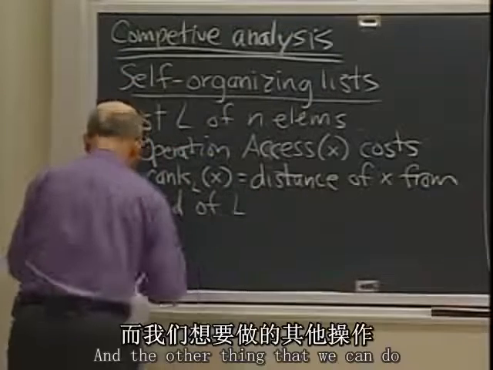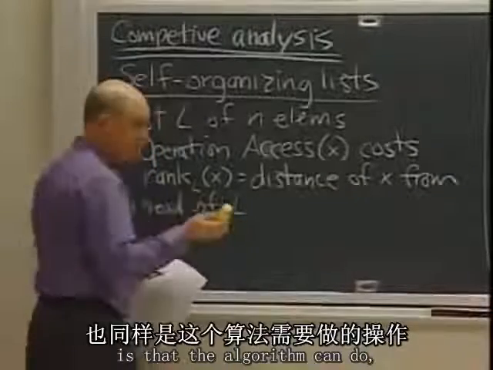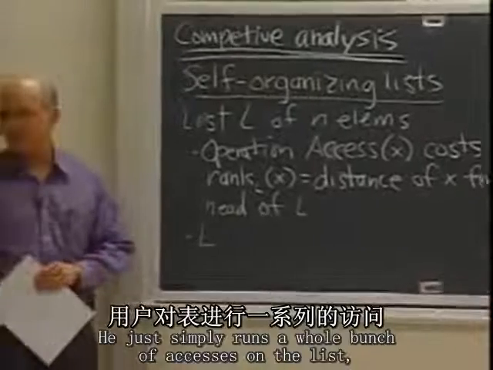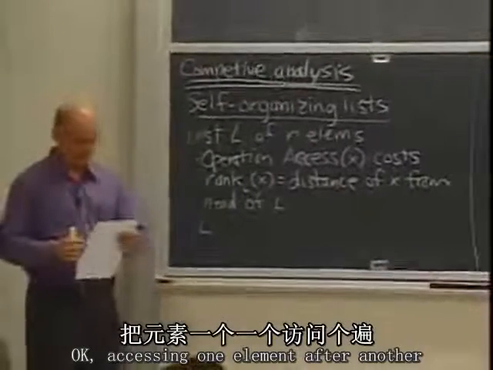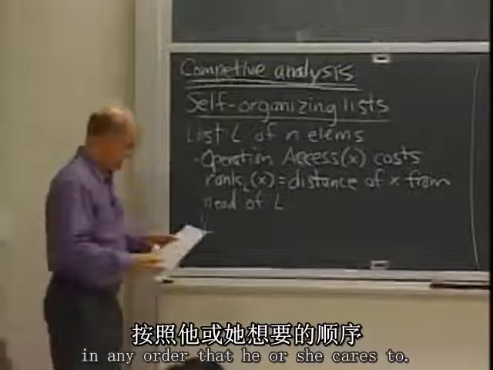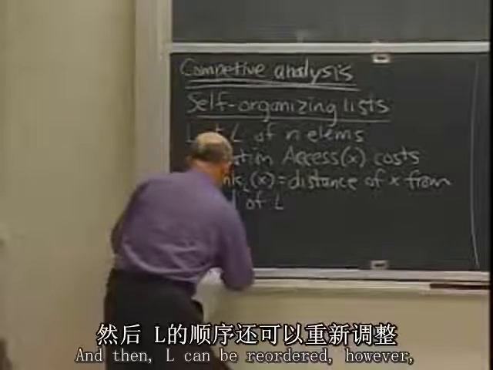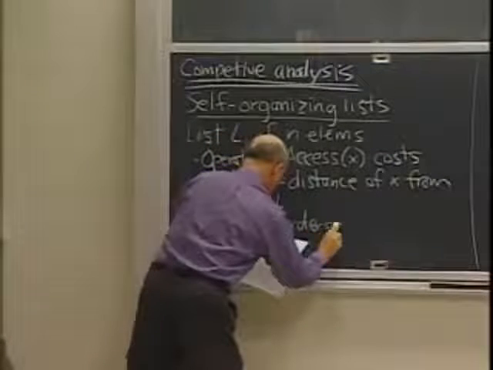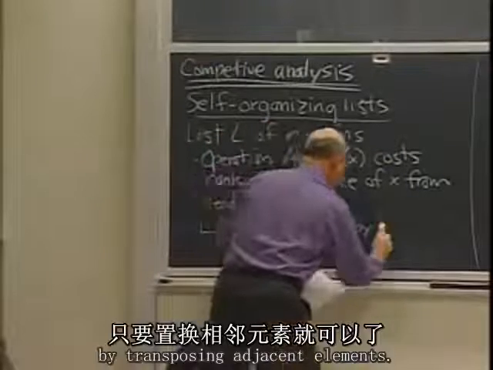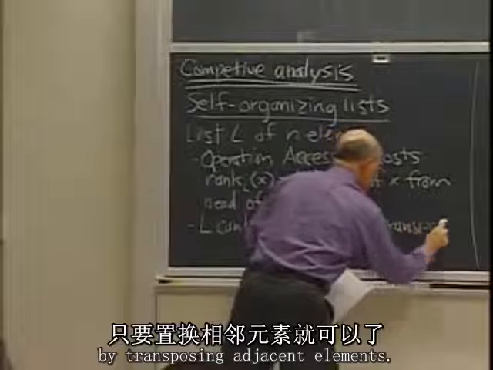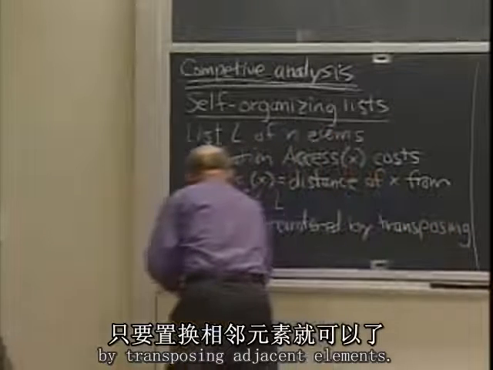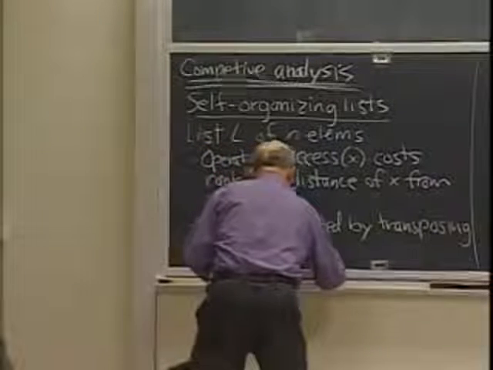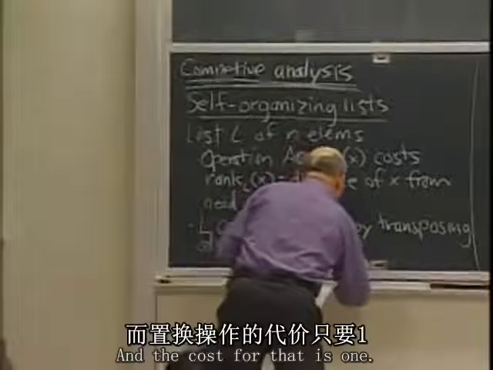And the other thing that the algorithm can do. So this is what the user would do. He just simply runs a whole bunch of accesses on the list, okay, accessing one element after another, in any order that he or she cares to. And then L can be reordered by transposing adjacent elements. And the cost for that is 1.